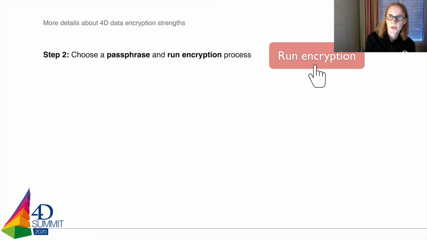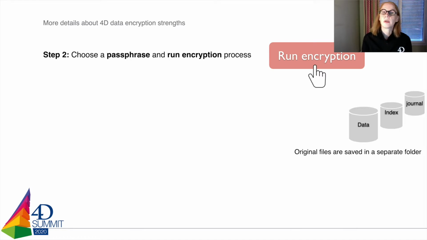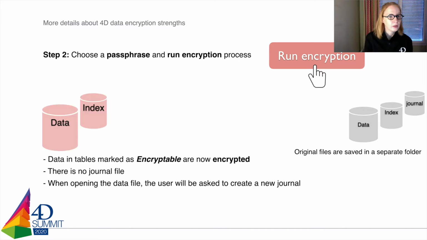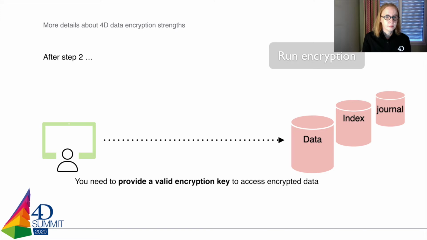Then comes step 2. When you are ready to encrypt your data, you choose a passphrase and you run the encryption process. Your original files are saved in a separate folder, and you get a data and an index file, and those files are encrypted. Data in tables marked as encryptable are now encrypted. There is no journal here. You will be asked to create a new journal when opening the database. It's like a backup. Then, after step 2, once your data is encrypted, you must provide the valid encryption key to work with your encrypted data.